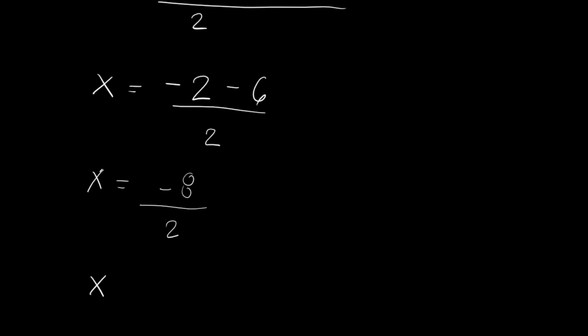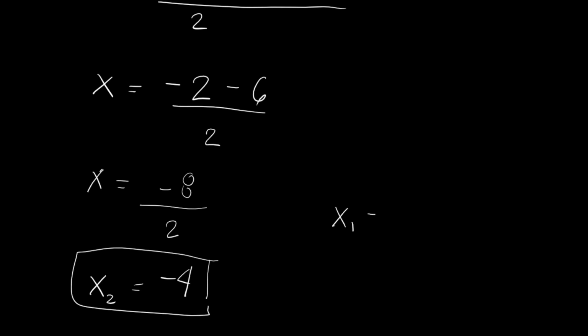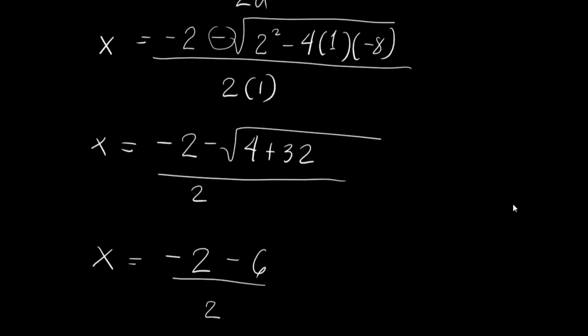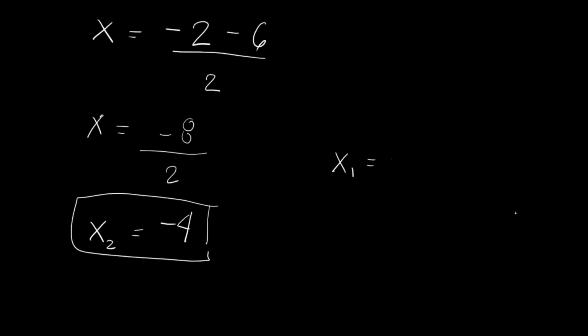So, your second value of x, lagyan na x sub 2 para mag-indicate na second value siya ng x. Negative 8 divided by 2 will be negative 4. Okay? Ayan. So, your roots will be x sub 1 is equal to, ano yung nakuha natin kanina? X sub 1 is equal to 2. And x sub 2 is equal to negative 4.